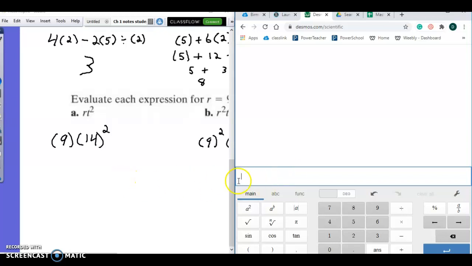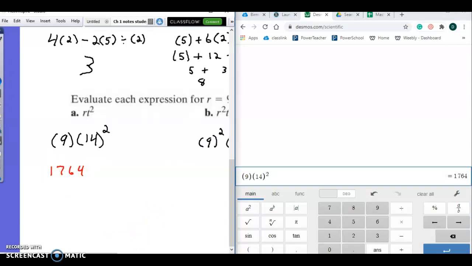So for A, we have parenthesis 9, parenthesis 14, and then we're going to square that. So I do that little exponent button and 2, and I get 1,764.